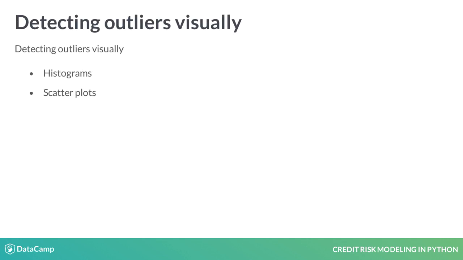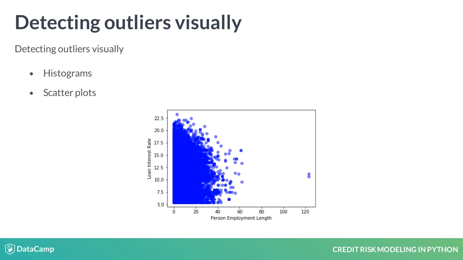Another way to detect outliers is to use visuals. For this, we can easily use plots like histograms and scatter plots, which we saw in the previous video. Here, we can see that a couple records have a person's employment length set at well over 100. This would suggest that 2 loan applicants are over 136 years old. This, for now at least, is not possible.